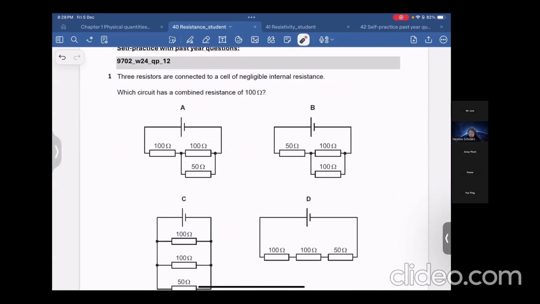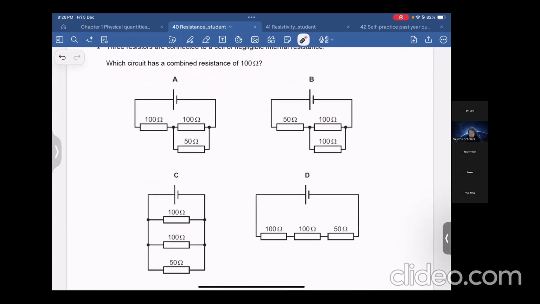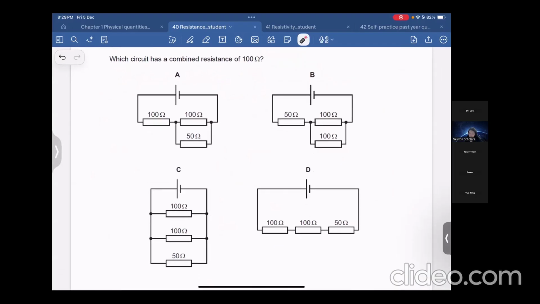Okay, dear, we go to here. For this one, last week we learned about resistance. Can you tell me A, B, C, D, which one will give you a total resistance of 100 ohm? Without using a calculator, you also can tell me one. Because last week I did teach you about the shortcut way to calculate.